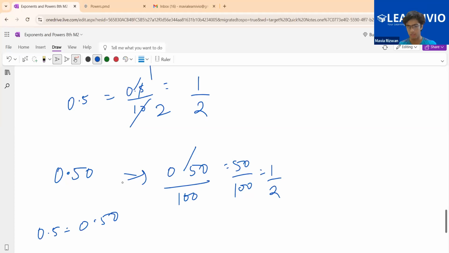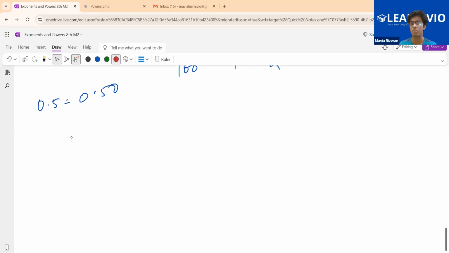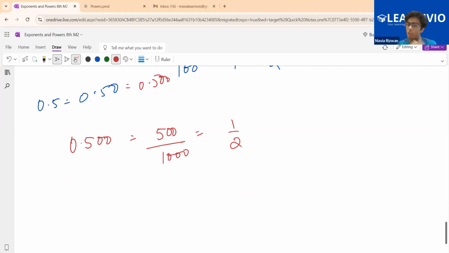Yes, sir. If I take 0.500, now this would be 500 by 1000. This would be 1 by 2. So this is also equal to 0.500. So it doesn't matter how many zeros we add, it would remain the same. Now is it clear that zeros after the point do not carry any value in the end? Is this clear, children? Yes, sir. Great, fine.